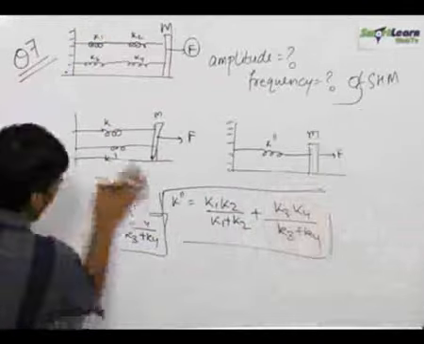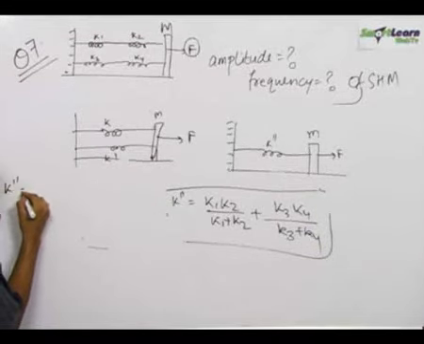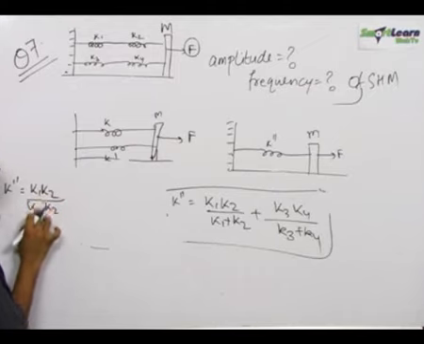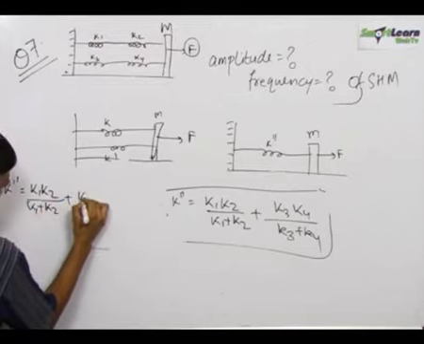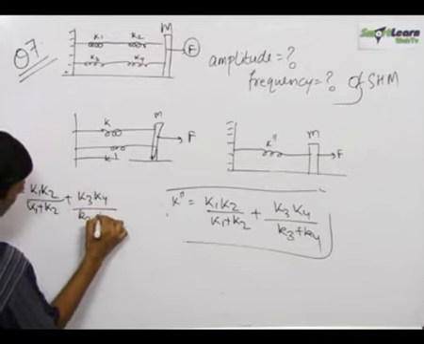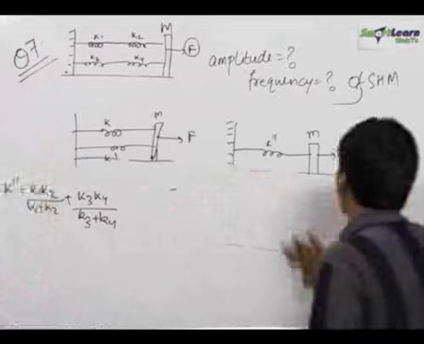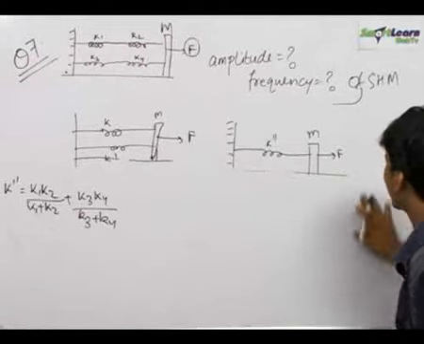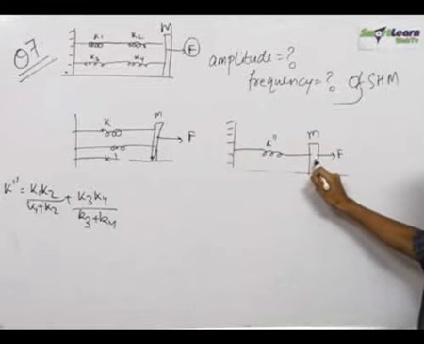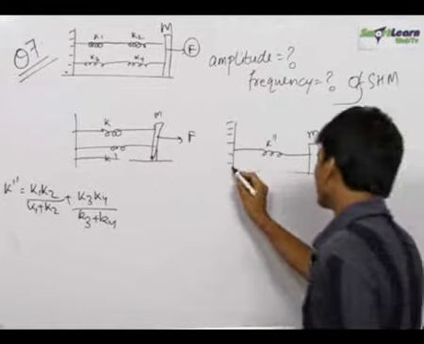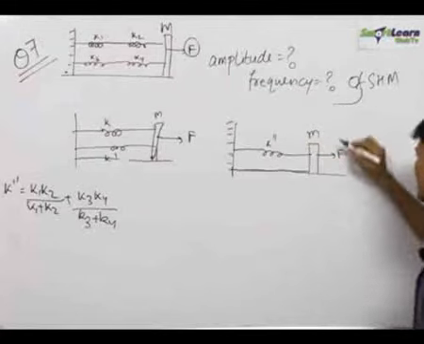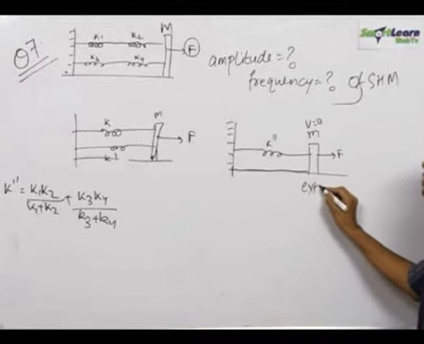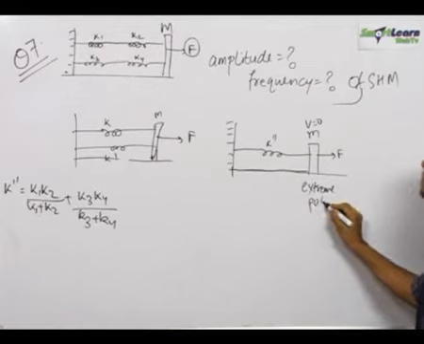So let us write this in one corner. K double dash is equal to K1 K2 upon K1 plus K2 plus K3 K4 upon K3 plus K4. Now, for finding out the amplitude and frequency, let us first see that initially the spring was at its natural length and the block started with velocity equal to 0. Therefore, this is definitely the extreme position of the SHM of the particle.